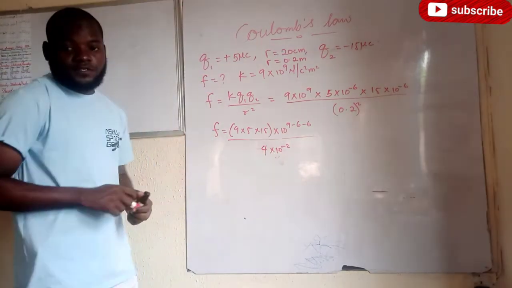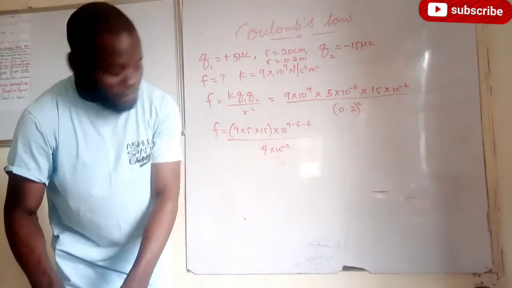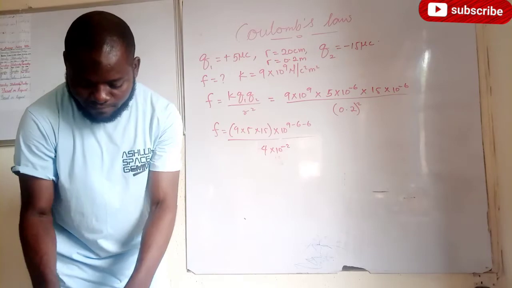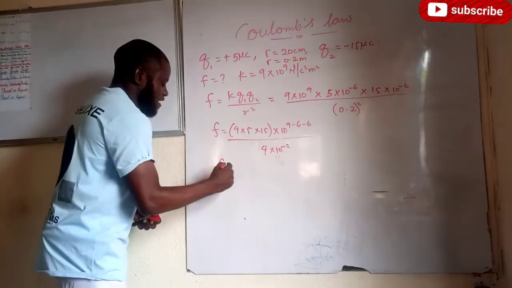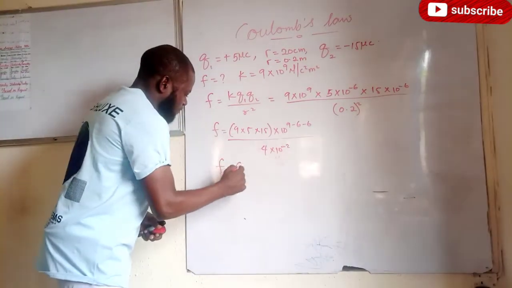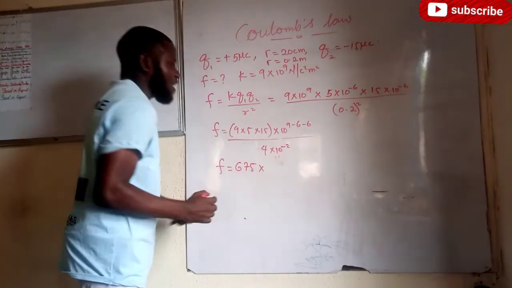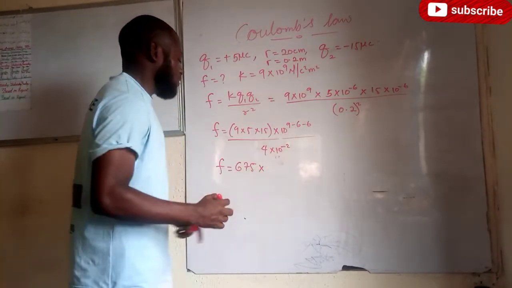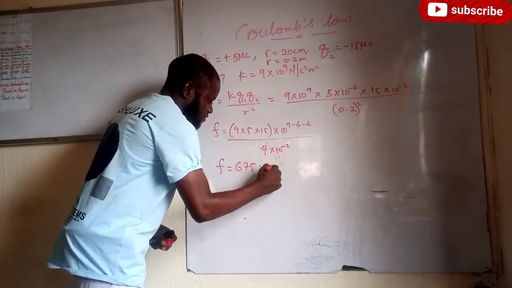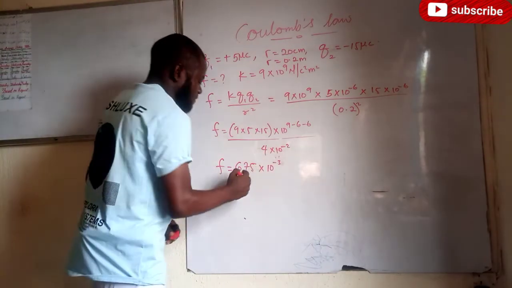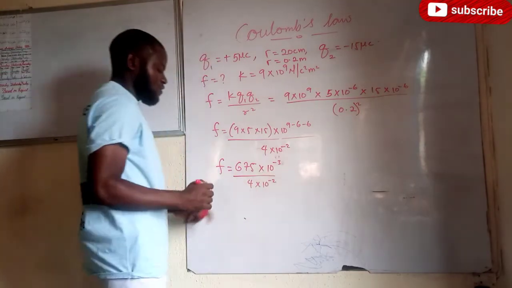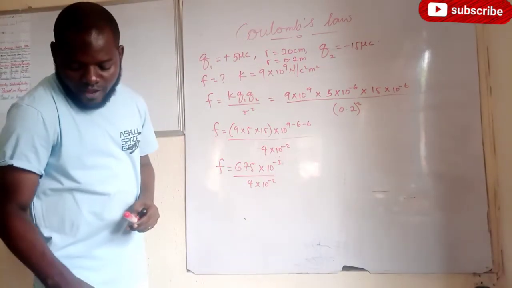I think this is awesome. Cool. Okay, so we have 9 multiplied by 5 multiplied by 15. That will give us that F equal 675 multiplied by, this will give us minus 12. Then minus 12 plus 9, that will give us minus 3. So this is 10 to the power of minus 3 divided by 4 times 10 to the power of minus 2. So 675 divided by 4, what do we have?